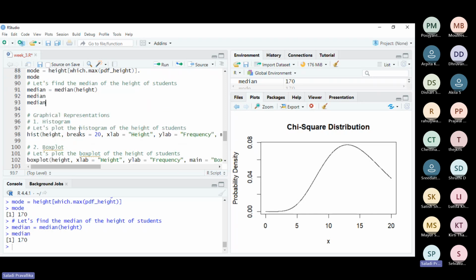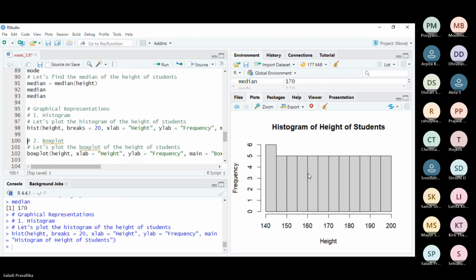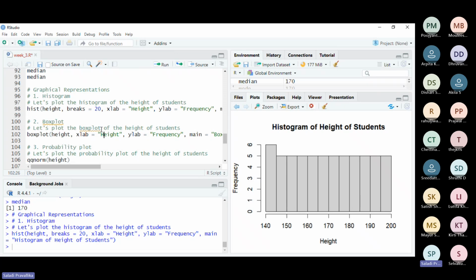Then I would like to show you some graphical representation. So far we have seen the continuous graph, like the Gaussian distribution graph, and the histogram. I have put all the graphical representations here together. The first one is the histogram. This is how a histogram looks. How many times a particular number has occurred is on the y-axis, and the x-axis shows the height. So that is the histogram.